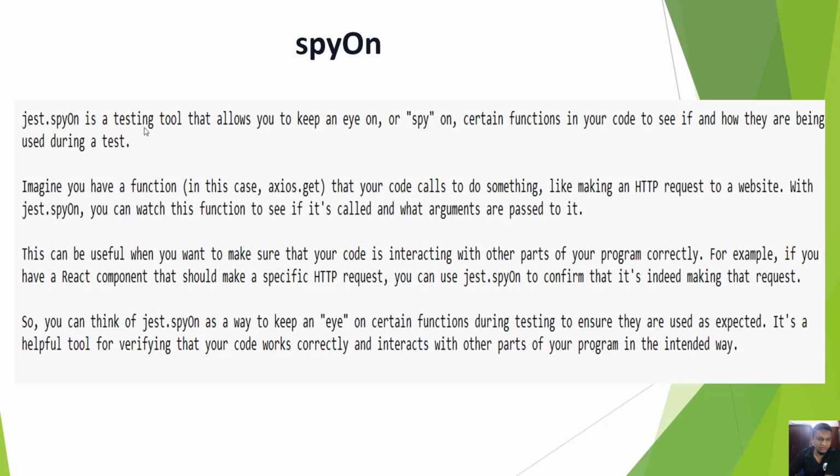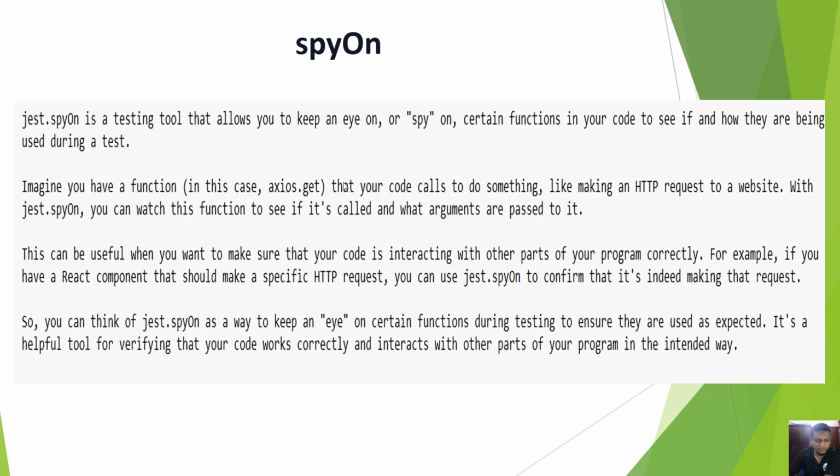Jest spyOn is a testing tool that allows you to keep an eye on, or spy on, certain activities, like certain functions in your code, to see if and how they are being used during a test. So when you are testing, it will spy on certain activities and how they are interacting. Imagine you have a function, in that case Axios get, that your code calls to do something like making an HTTP request to a website. With just spyOn, you can watch this function to see if it is called and what arguments are passed to it.